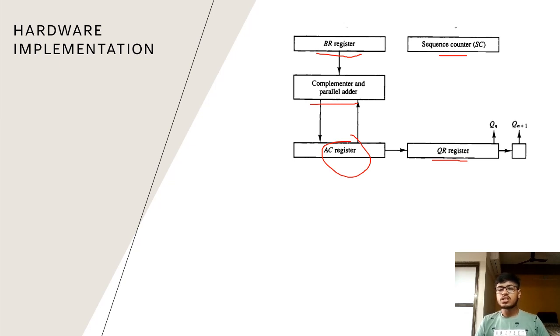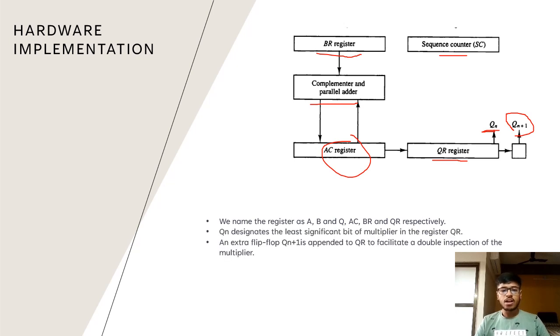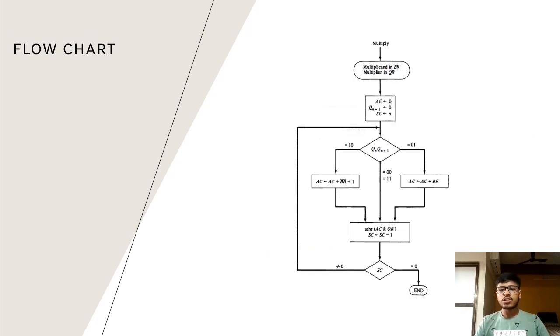The last bit of the QR register is taken as Qn, and we also need to do shifting in this Booth algorithm, so another bit is required, Qn plus 1. We name these registers A, B, and Q, that is AC, BR, and QR respectively. Here Qn denotes, as I said earlier, the least significant bit of the QR register. And we also need an extra flip-flop Qn plus 1 for the Booth algorithm implementation. Now we will see the flowchart of both algorithms.